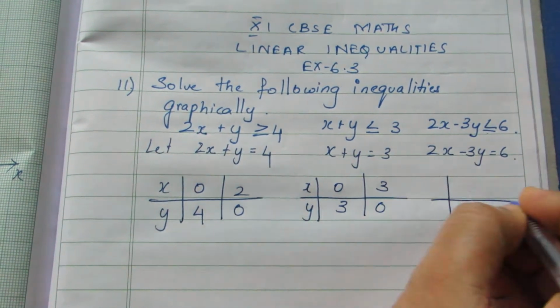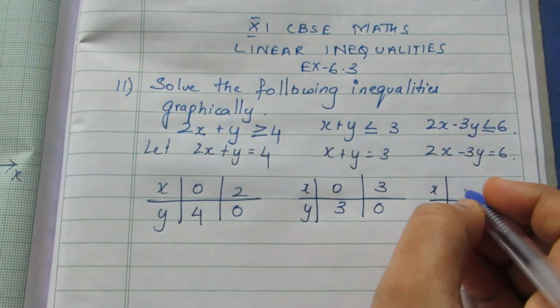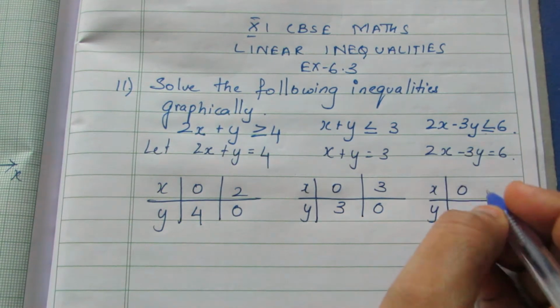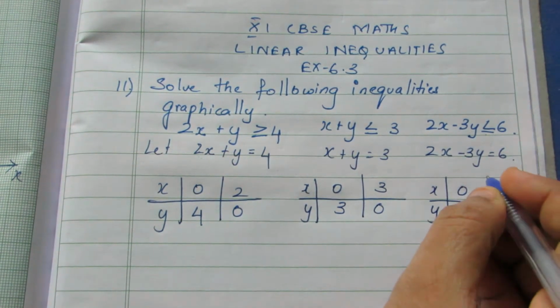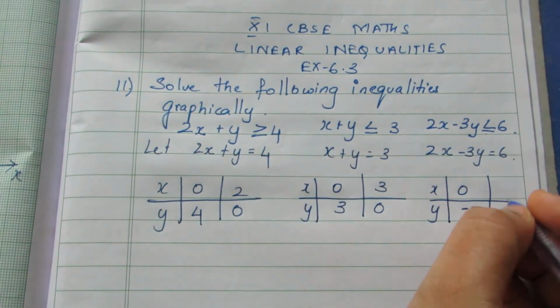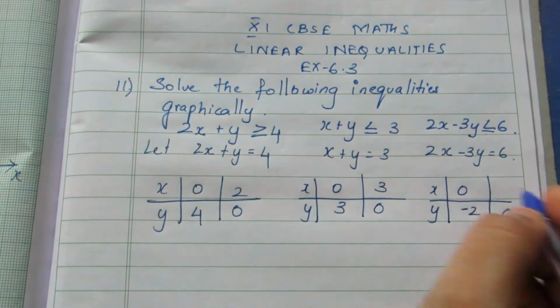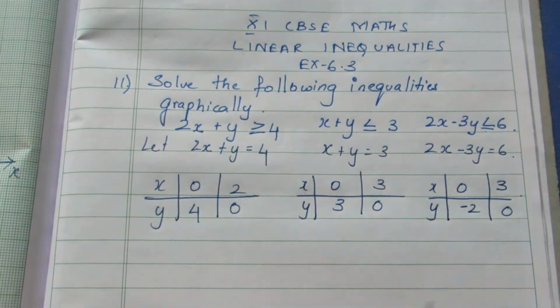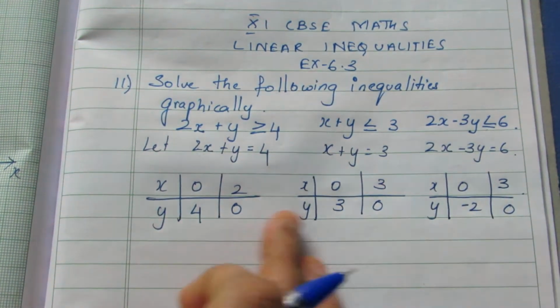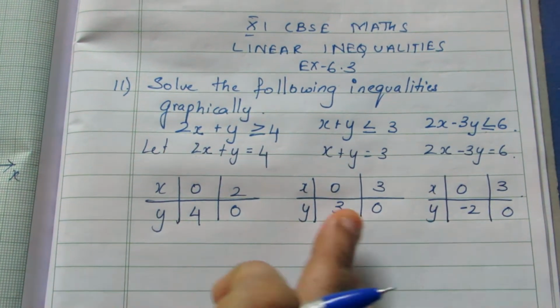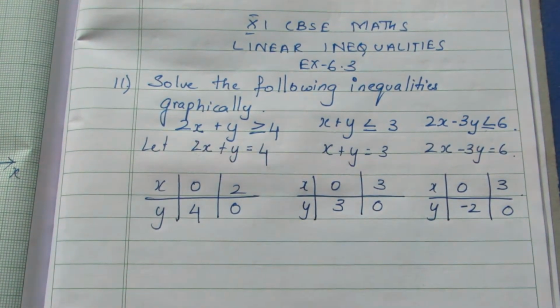Here, if I take x 0, y will be equal to minus 2. If I take y 0, x will be equal to 3. So we have found the points. 2 points is more than enough to draw a graph, so take only 2 points.